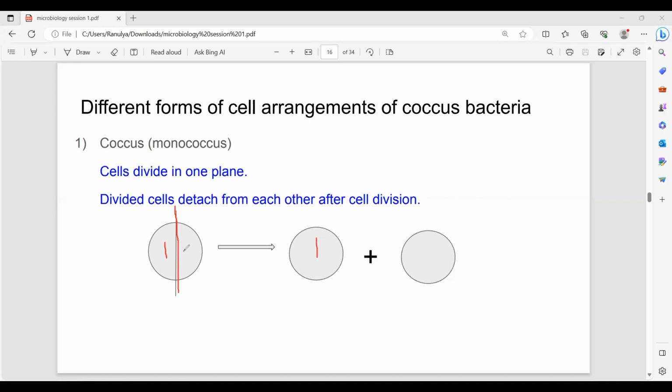And the other part, this half, it will grow into this one. And they will separate. So now we have 2 separate cells. Again, the shape is coccus, spherical shape. Right? Cells divide in 1 plane. Coccus means cells divide in 1 plane. And divided cells detach from each other after cell division. Right? Next one.